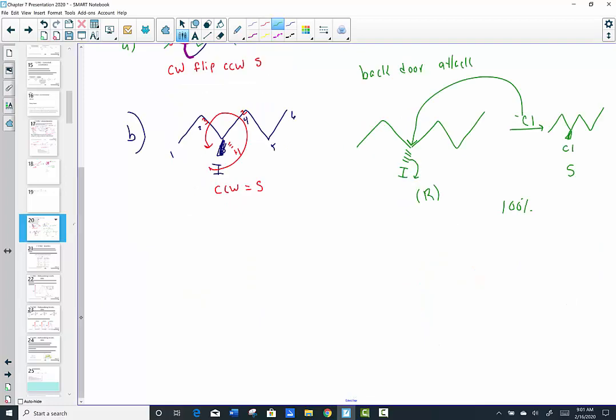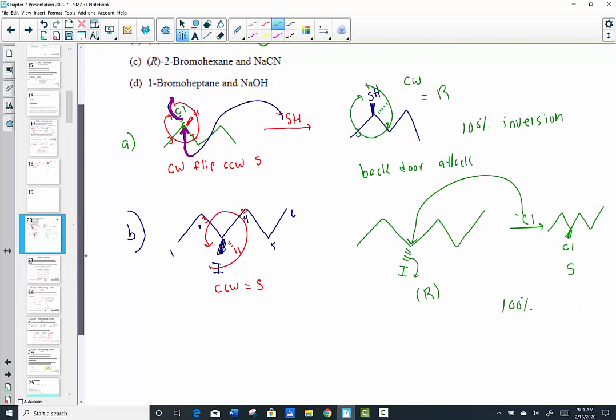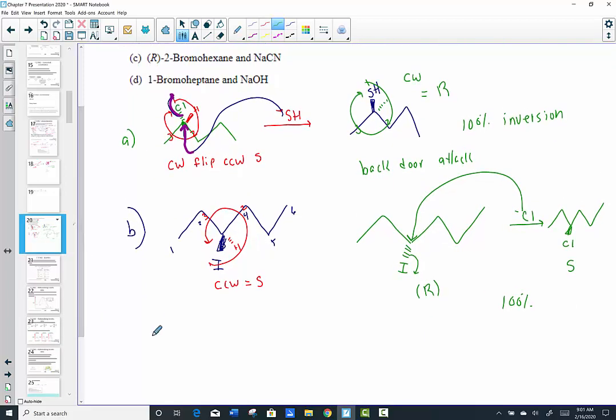Let's take a look at letter C while we're practicing. Give myself a little more room. Bromohexane. 1, 2, 3, 4, 5, 6. At carbon number 2 is an R configuration. I'll make it a wedge and just simply check my work.